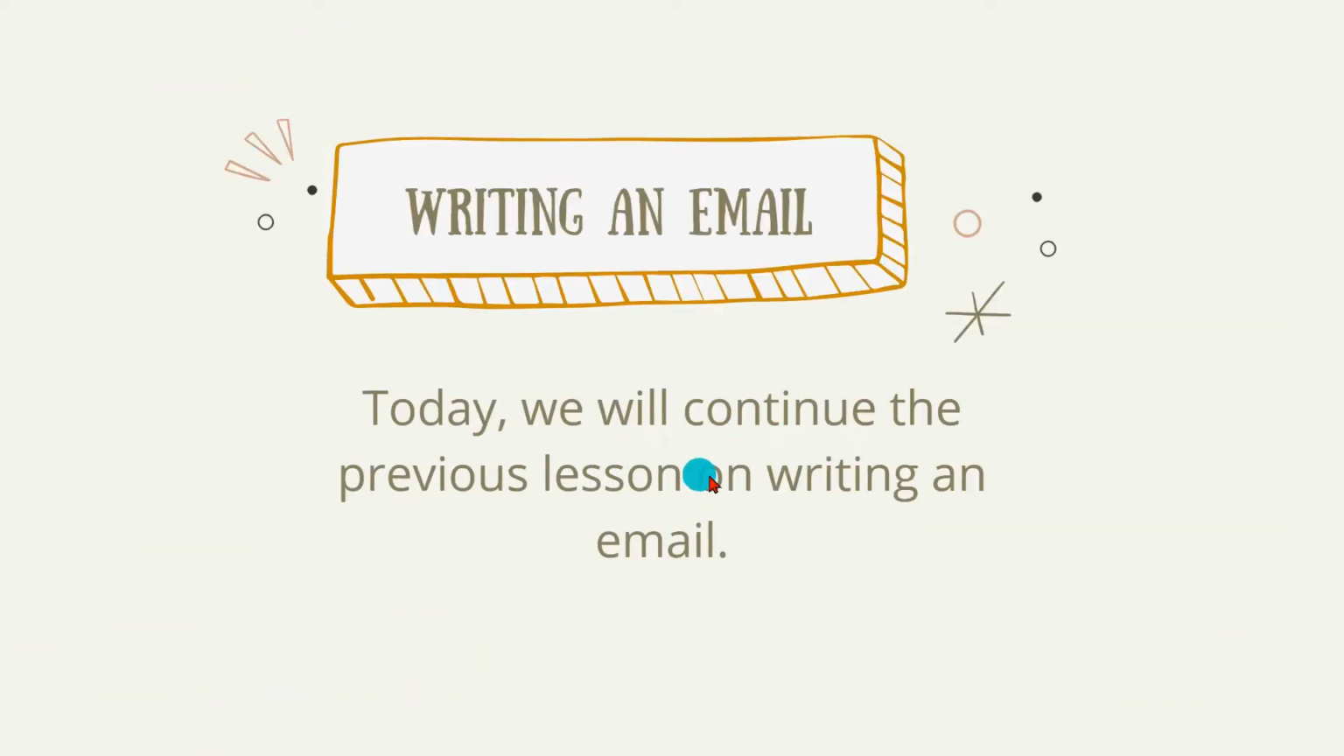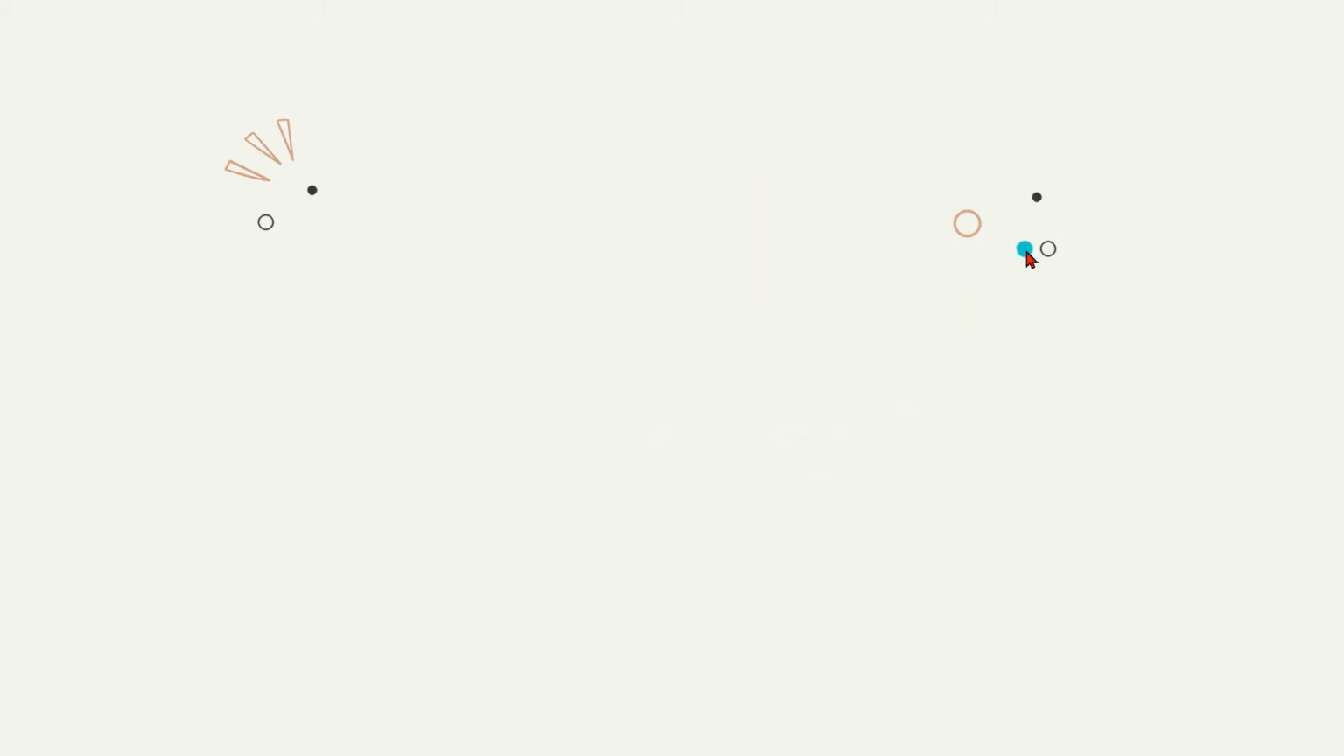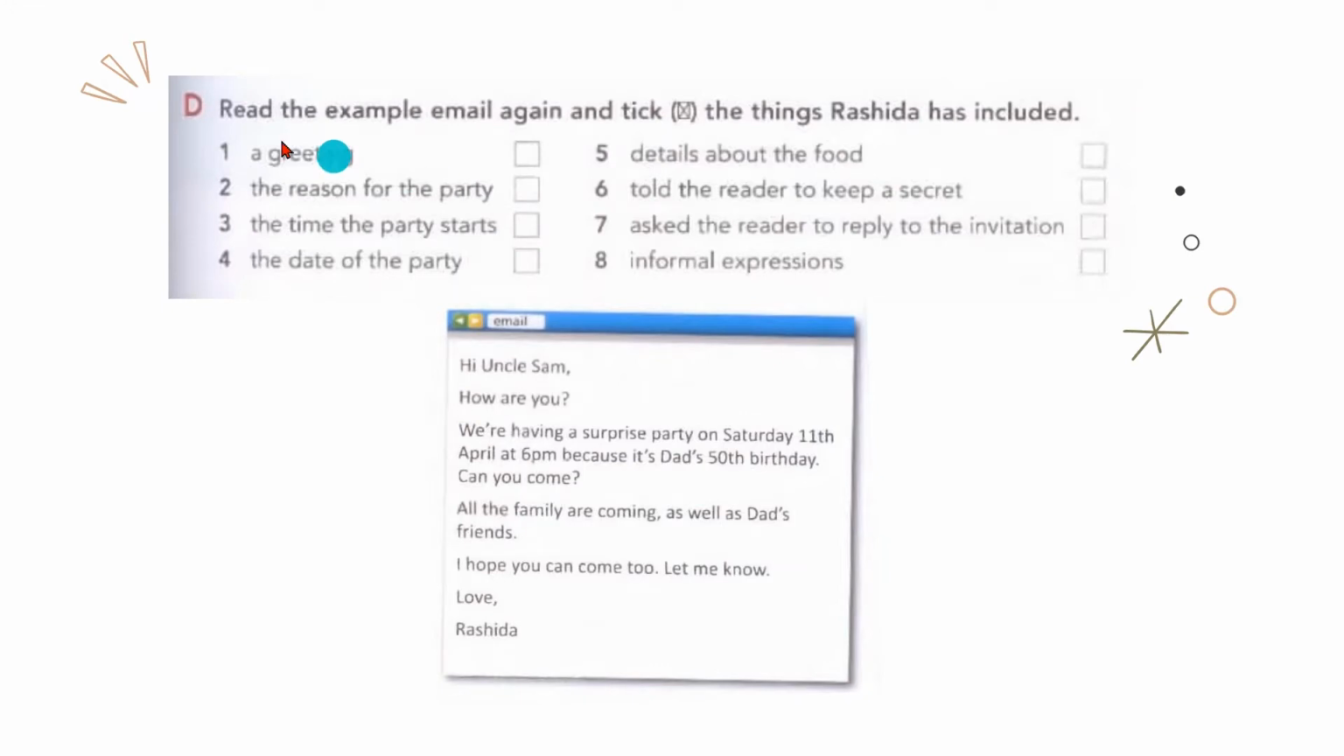As I said before, we will continue the previous lesson on writing an email. So this is task D, where you have to read the example email again and you have to tick. This looks like a cross, right? But yeah, you have to tick the things that Rashida has included in her email. Number 1, a greeting. Number 2, the reason for the party. Number 3, the time the party starts. Number 4, the date of the party. Number 5, details about the food. Number 6, told the reader to keep a secret. Number 7, ask the reader to reply to the invitation.